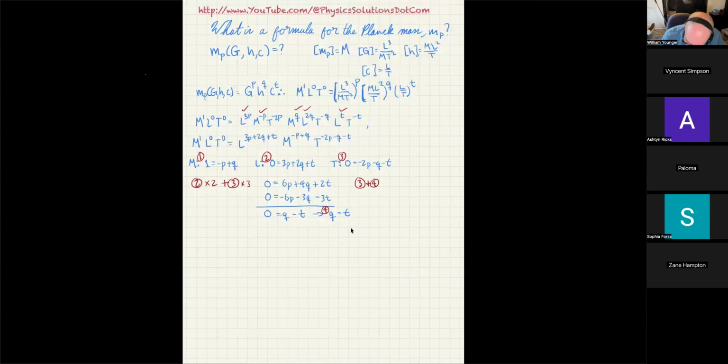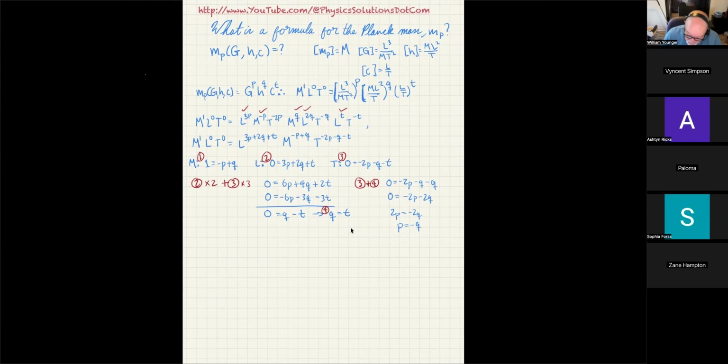But anyways, let me go ahead and finish this. So now I'm going to take 3 and 4 and combine them. And what I get when I do that is 0 is equal to negative 2p minus q, and now I'm going to replace this t with q again. So now I get 0 is equal to negative 2p minus 2q. So this tells us that 2p is equal to negative 2q, or p is equal to negative q.